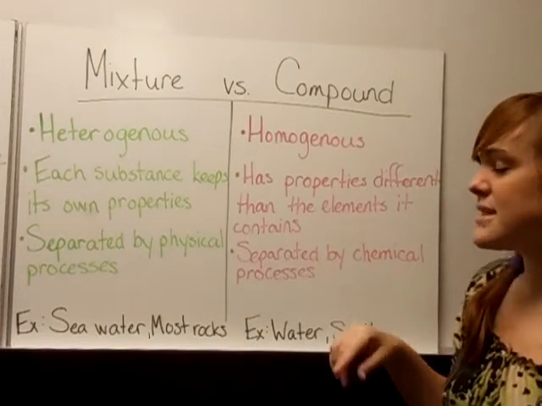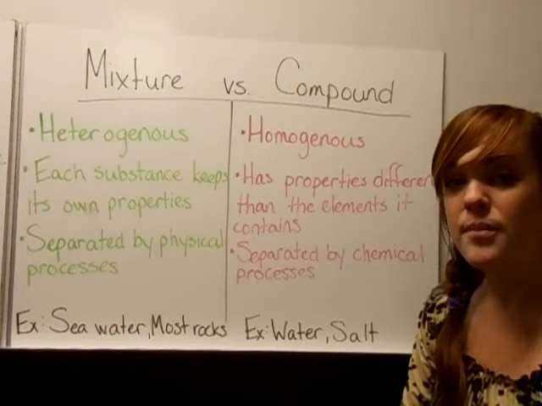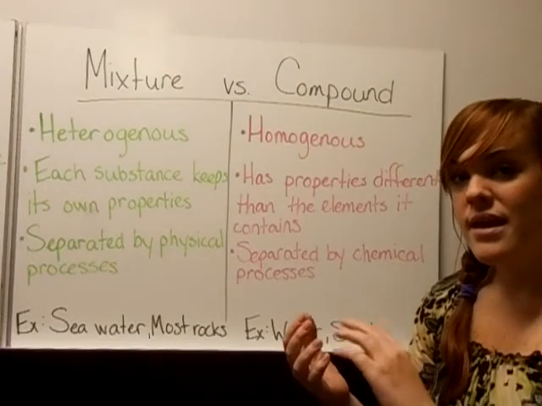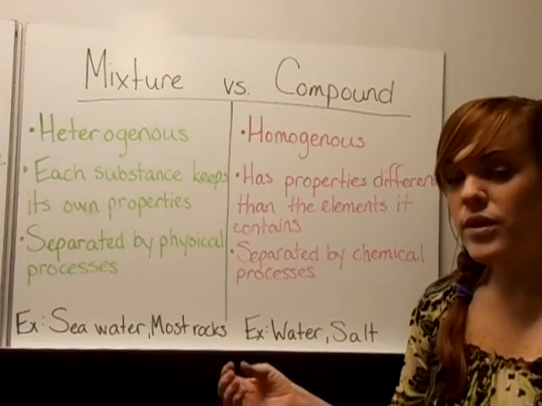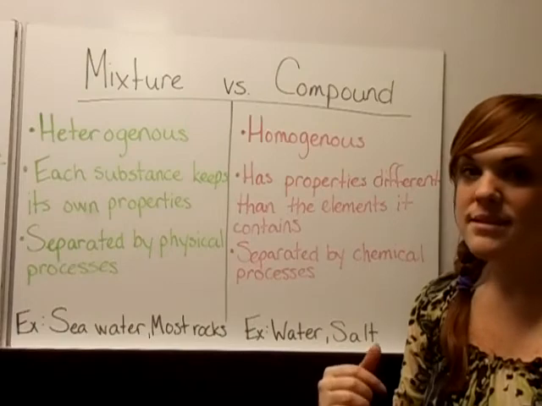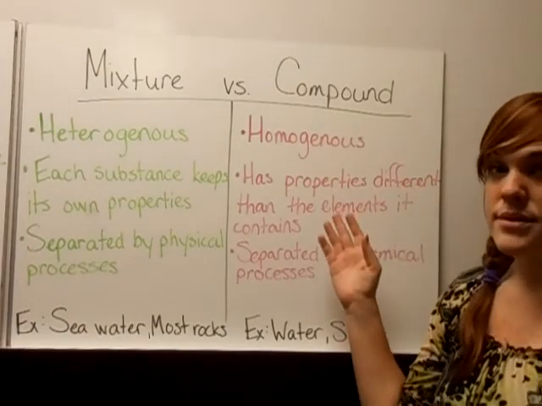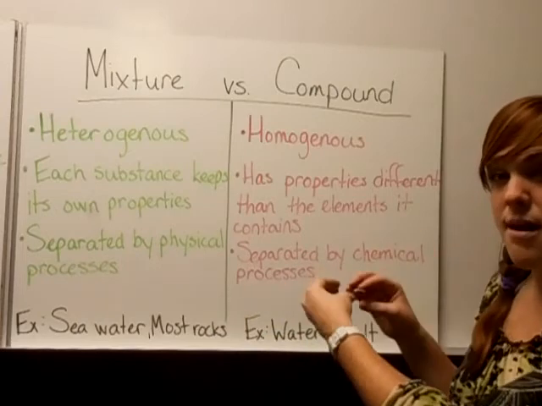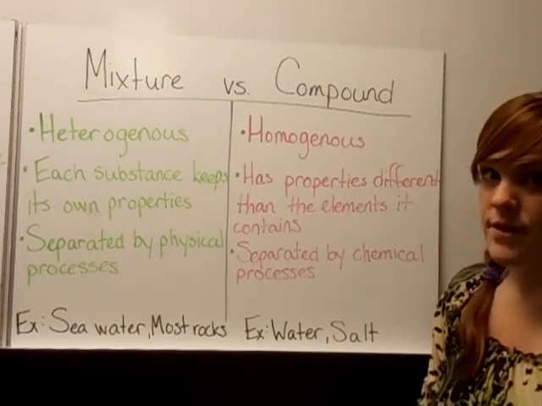It has properties that are different than the elements you combined. So hydrogen and oxygen are both gases. But when you combine them, they make water, which is very different than a gas. And that's because it is a compound. Our trail mix keeps all the individual pieces, but when we make a compound, it's completely different.